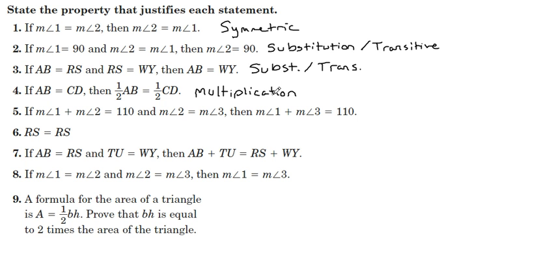Number 5, if the measure of angle 1 and the measure of angle 2 is 110, and the measure of angle 2 is equal to the measure of angle 3, then the measure of angle 1 and the measure of angle 3 would add up to 110. Substitution may be transitive, but in this scenario, it's pretty obvious that this quantity right here, measure of angle 2, is getting substituted with the measure of angle 3. We definitely see a substitution in an equation here for sure.